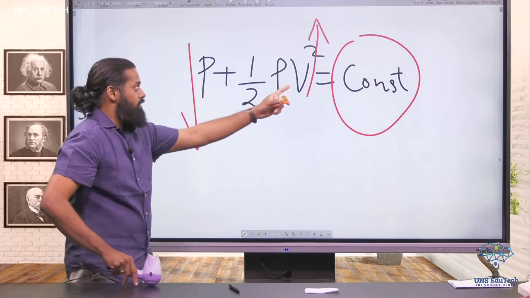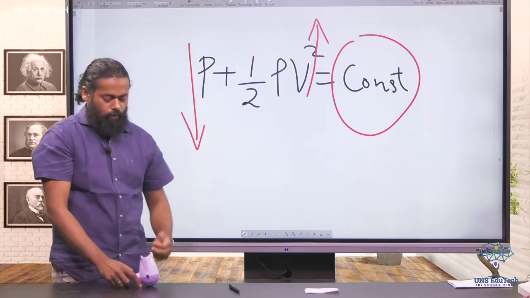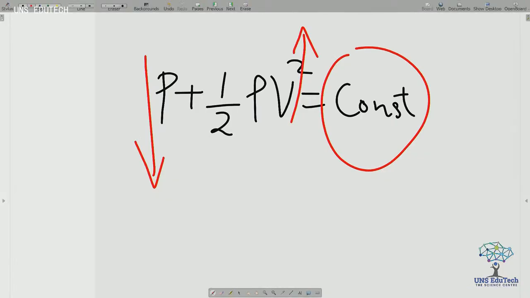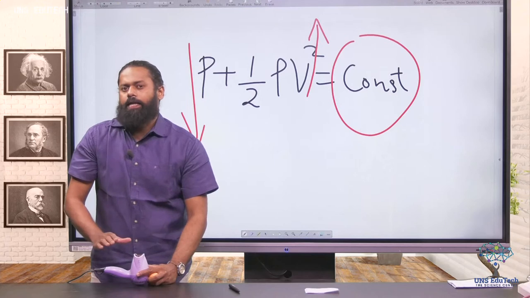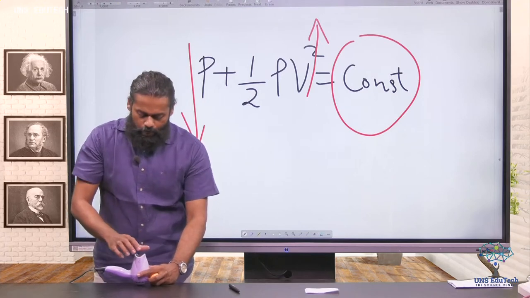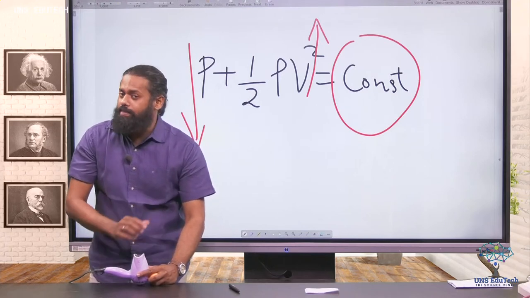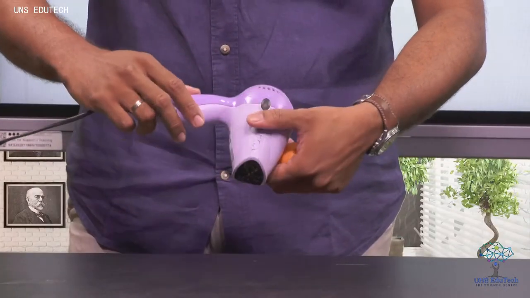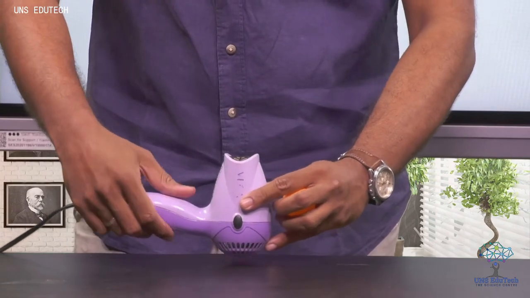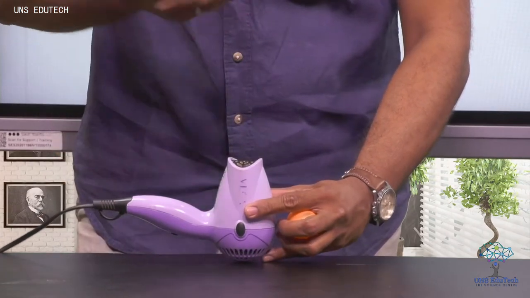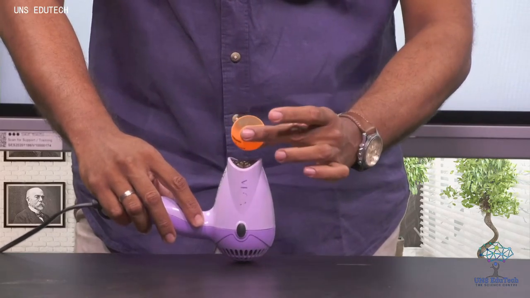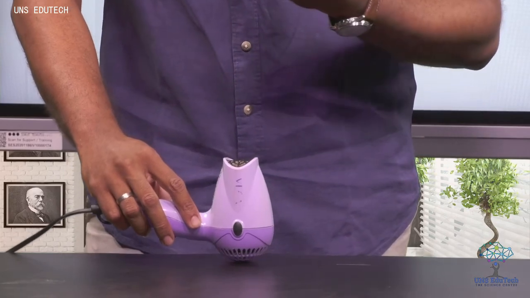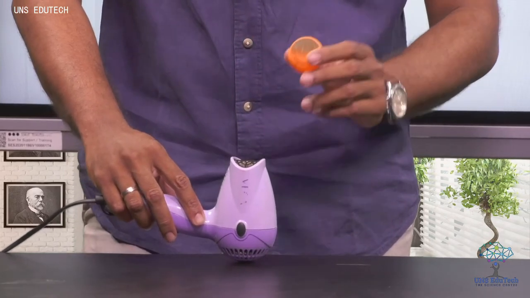We have seen that if velocity is increasing, pressure should go down. Right now at this spot, the ambient air is almost stagnant. Stagnant means it's not moving. So here the ambient air is stagnant and the velocity is zero. Now when I switch this on, some noise will come, please bear with that. When I switch on this hair dryer, some jet of air will be coming out of this. I'm going to place this ping pong ball, or basically this is a tennis ball, at this location. So let us see what is going to happen here. All of you, be careful, put your complete attention here.